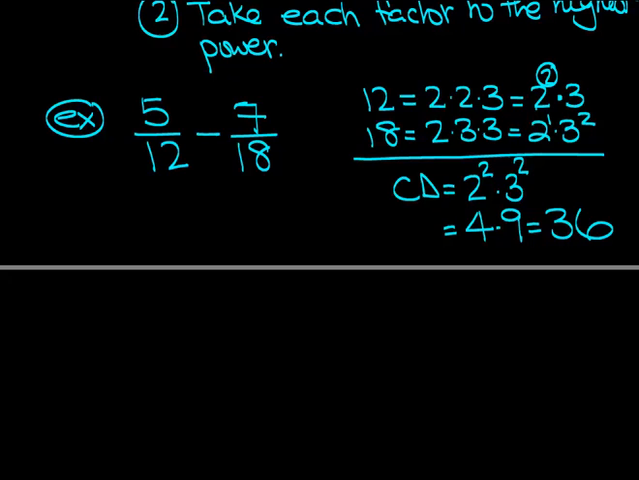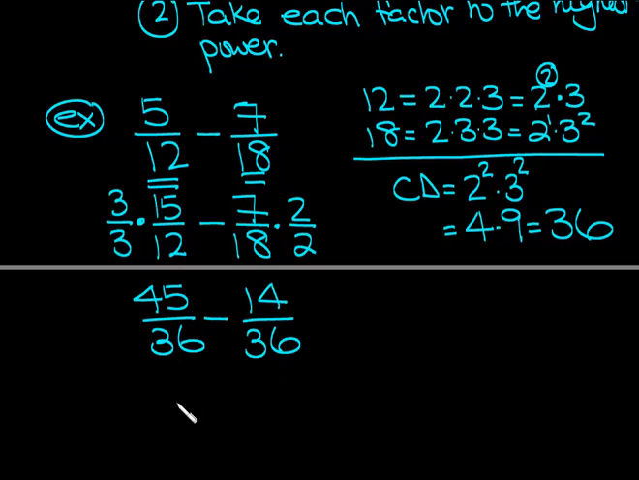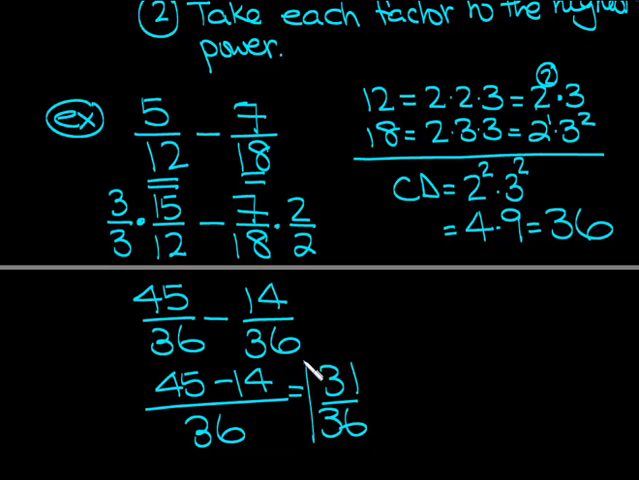Okay, so then what do I want to do? I want to make this 36 and make this 36, right? So I'm going to multiply the top and the bottom by something to make that 12 into 36. In this case, it's 3. So you get 3 over 3 times 15 over 12. And over here, for 18, I'm going to multiply by 2. 2 times 18 is 36, so I have to do the same to the top. So I get 45 on the top over 36, minus 14 over 36. Now they have the same denominator, so I can write them as one fraction. So I get 45 minus 14, which is 31 over 36.